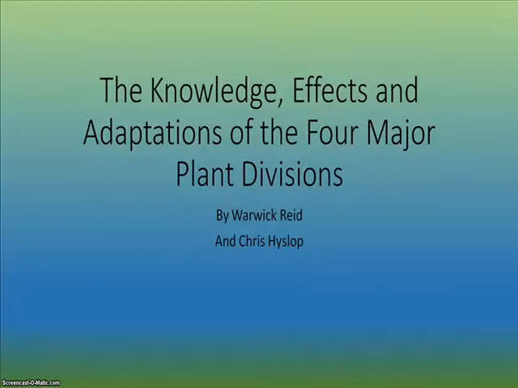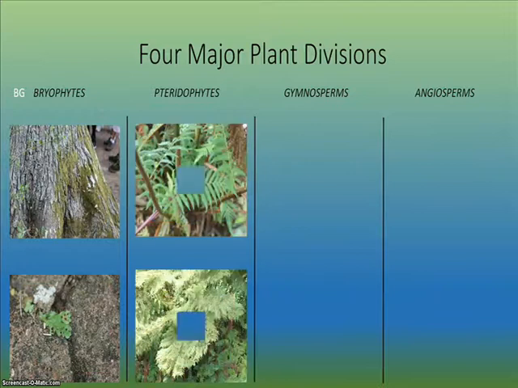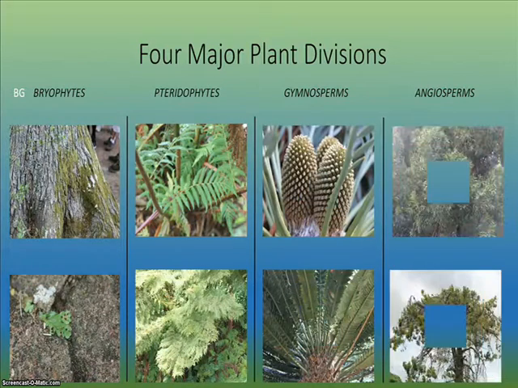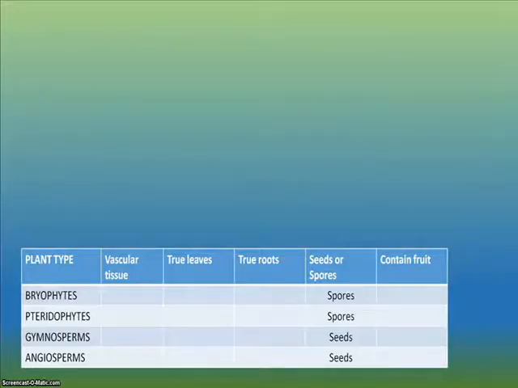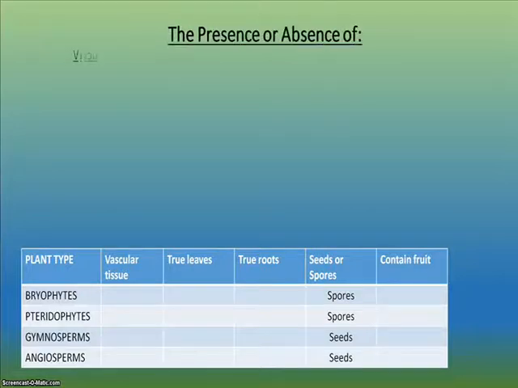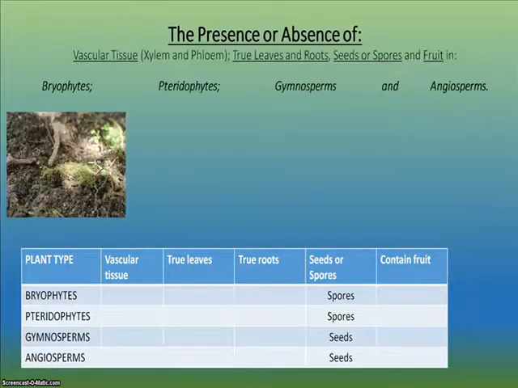The knowledge, effects, and adaptations of the four major plant divisions. The plant kingdom is split up into the four major plant divisions: bryophytes, pteridophytes, gymnosperms, and angiosperms. They are grouped according to their presence or absence of vascular tissue, true roots and leaves, seeds or spores, and fruit.